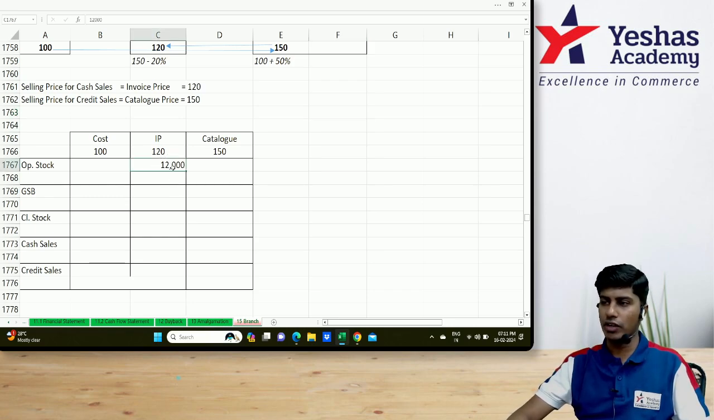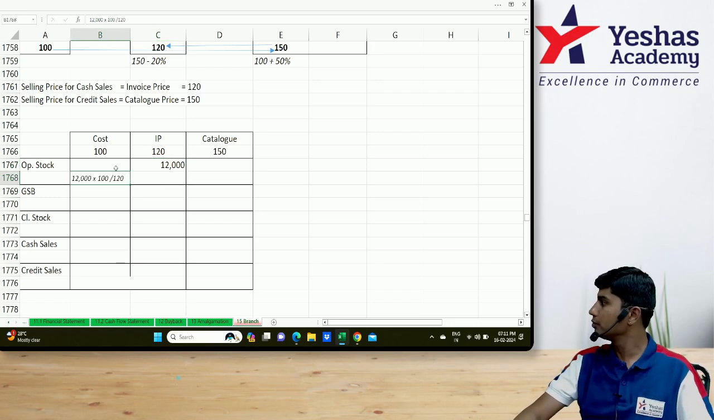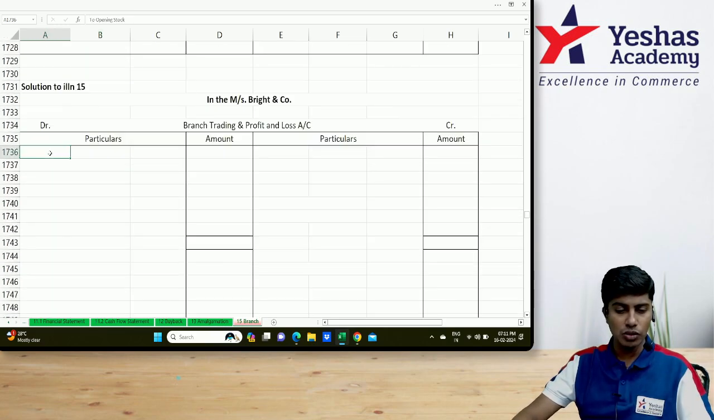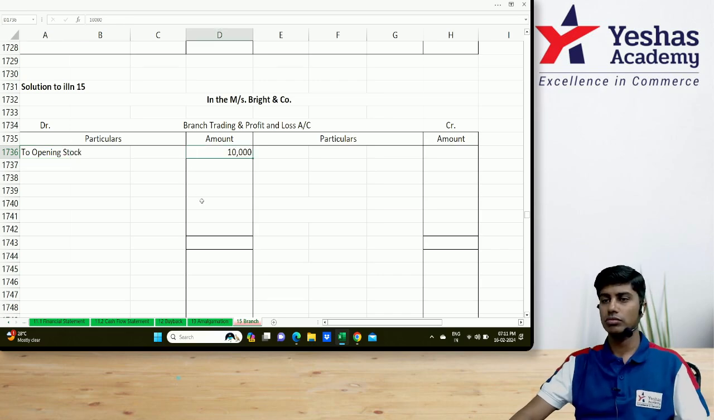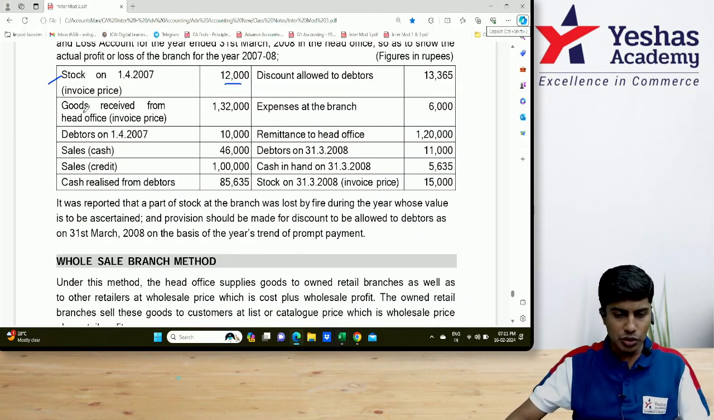So 120 gets 12,000, but what for 100? 12,000 into 100 by 120, cross multiplication, 10,000. I'll write this in my trading account. Opening stock 10,000. I hope it's clear. Come to the next item.